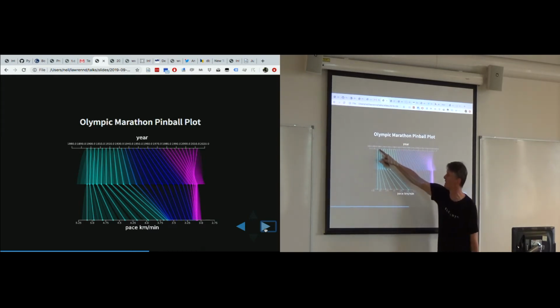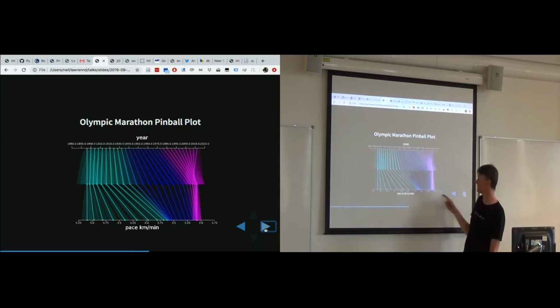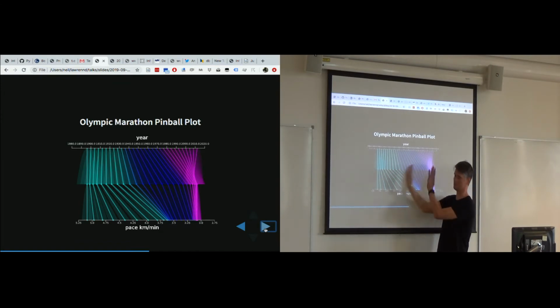You drop the ball in these places here. This is the input, the year. And then this is the pace. It's decreasing over time. If I had it increasing, this would be harder to see.